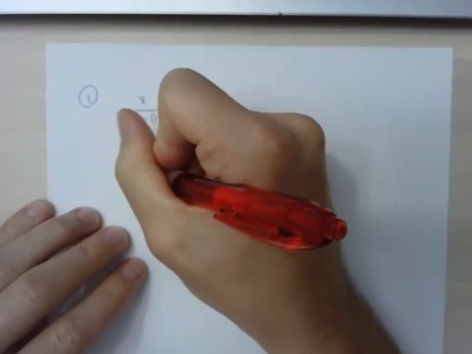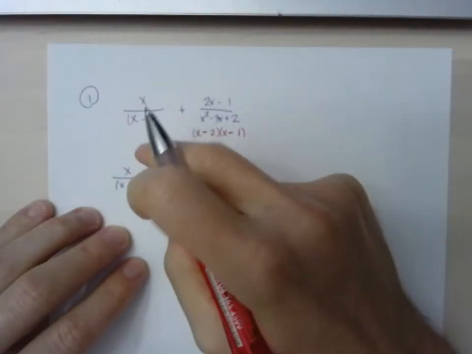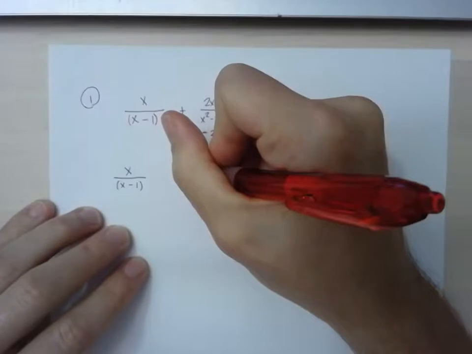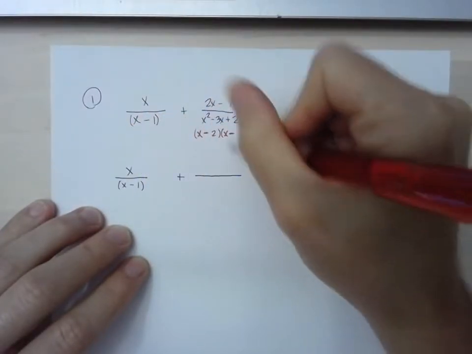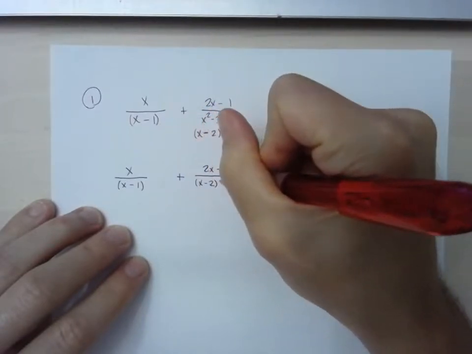Now what I do is I leave a little bit of space with the fraction I need to add something to. So I'm going to do x over x minus 1 plus, I'm going to make some space to the right of it, and then I'm just going to write the fraction I had, 2x minus 1 over x minus 2, x minus 1.